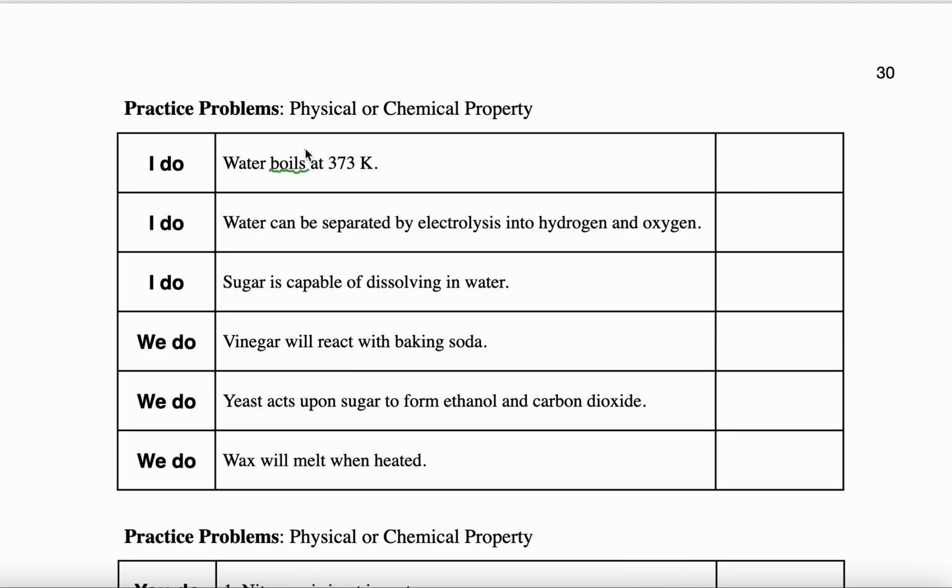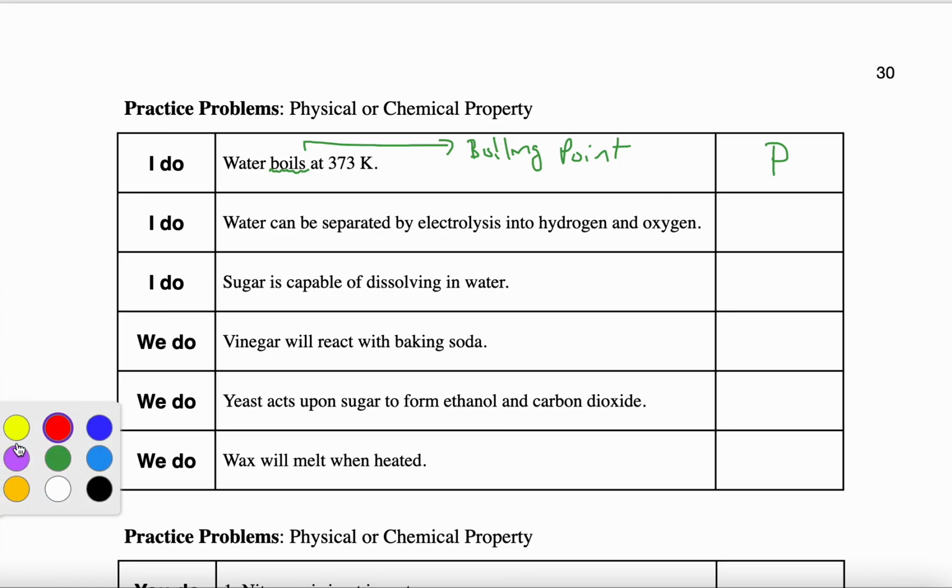So when I think about what was written down on the previous page, I wrote the term boiling point. And boiling point was listed under the physical. So water boils at 373. We are observing a physical property of water. The next I do, water can be separated by electrolysis into hydrogen and oxygen.